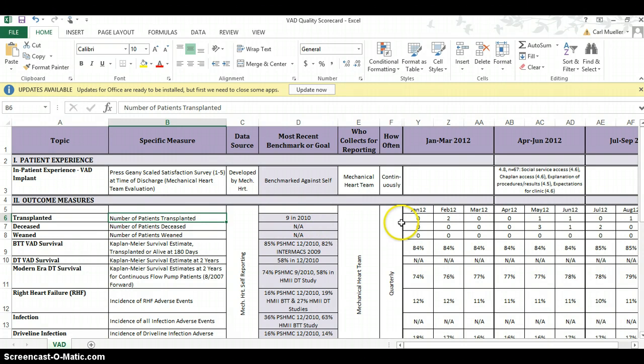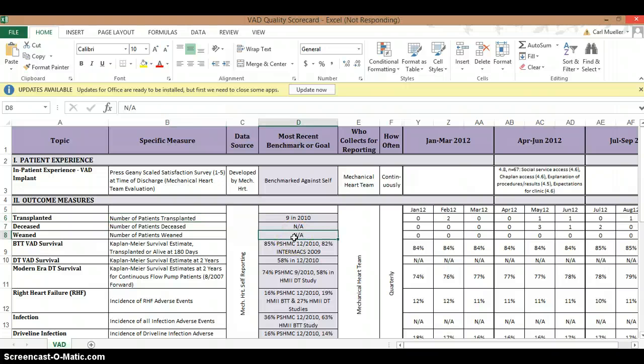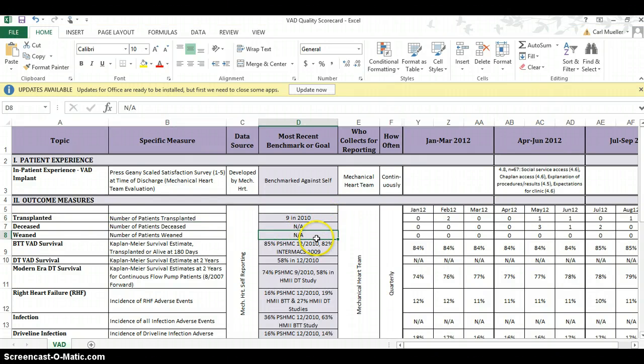When you go further out, you can see the way this dashboard is set up, that it has these month intervals in CY12, calendar year 12. You're comparing: if there were 9 in 2010, you can see what the trend is. Some things don't have benchmarks, like deaths. Now the NA, not applicable. It kind of depends, and this gets at the data sources themselves. In terms of benchmarks, this might just be a reporting measure.